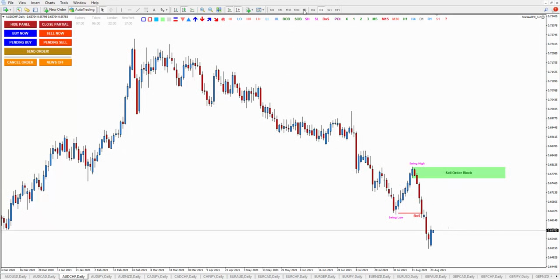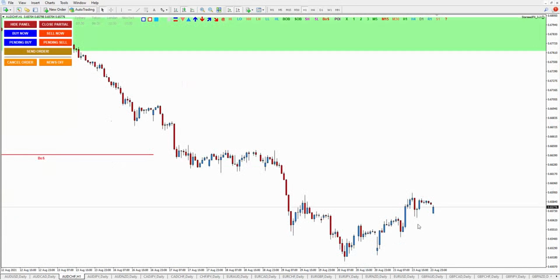Like again, you go to H1, for example, here there is the break of structure over here. So your order block is the last bullish candle before the breakout happened. So you can put the pending order over here. Now your take profit target ideally is this one. Now for example, you want to take it at 50%.